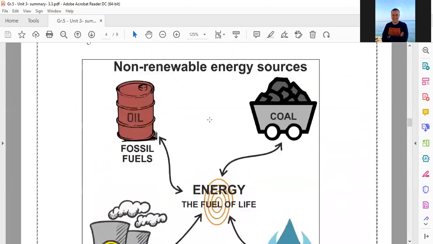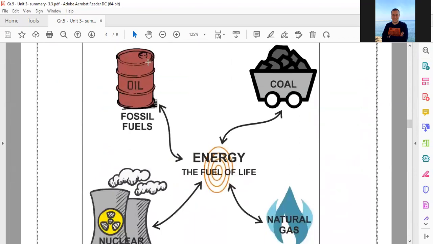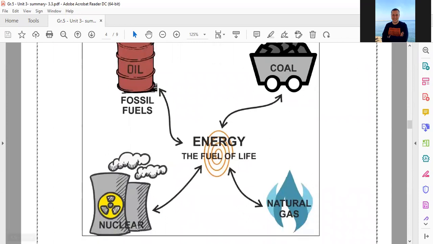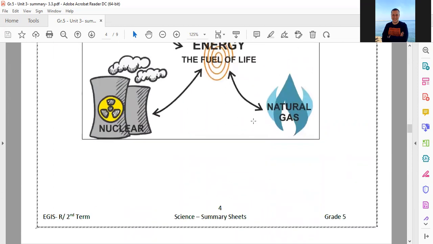Non-renewable energy sources, as you can see from the picture, are like oil, the fossil fuels. All are fossil fuels. The oil, the coal, the natural gas, they are fossil fuels, and also the nuclear energy. All these give us energy, which is the fuel of life. Yes. Okay.